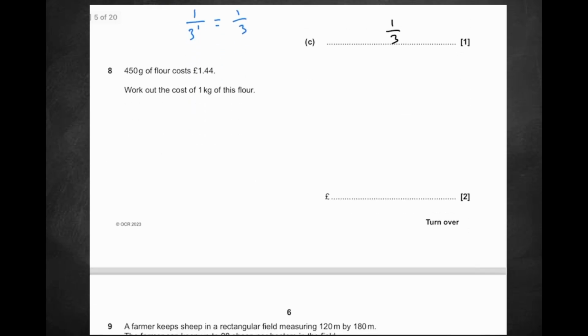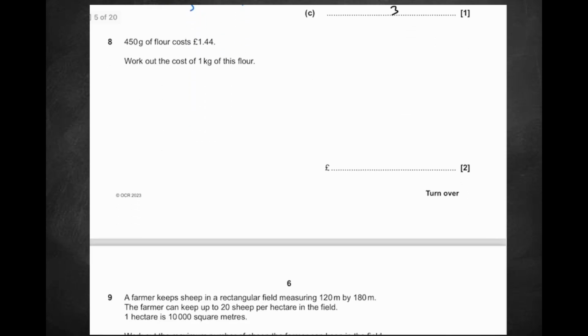Question number 8. 450 grams of flour costs £1.44. Work out the cost of 1 kilogram of this flour. So what I'm going to do here is work out 1 gram of the flour and then times it by 1,000.